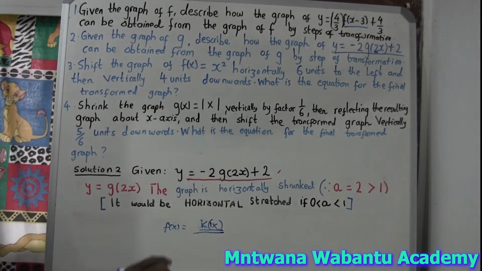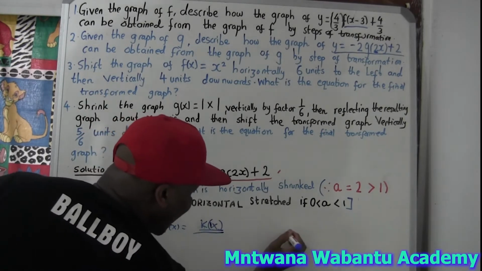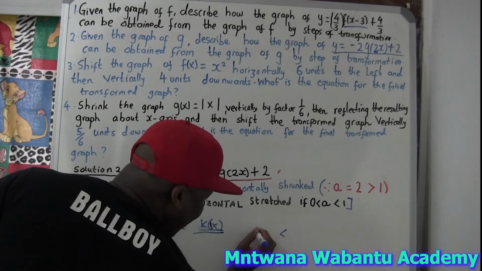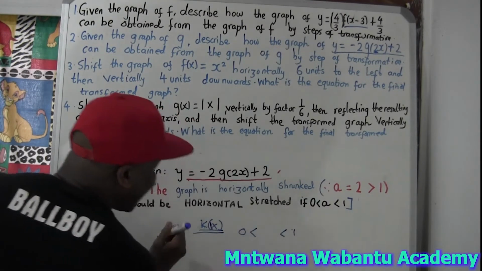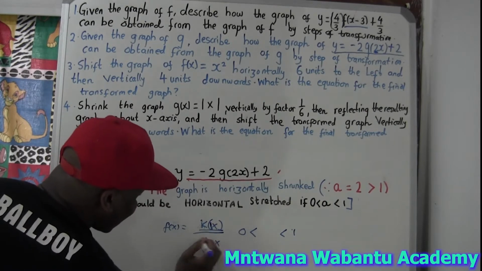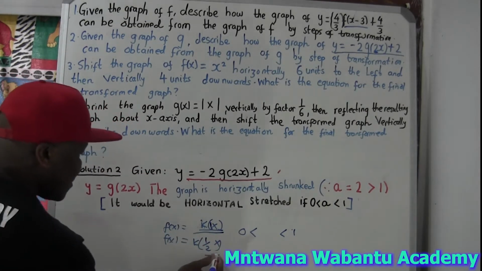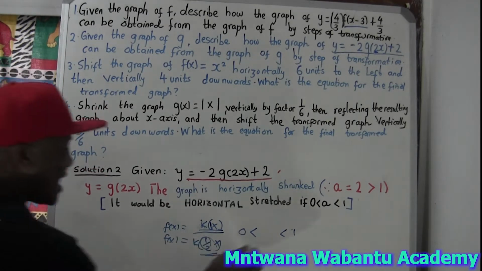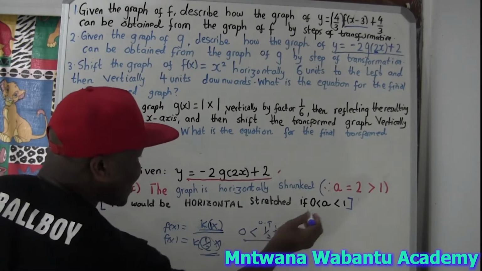So how do you know when it's stretched? It's stretched if the number which is multiplied to x is between 0 and 1. Let's say a half. If it's half x, let's say k of x or f of x, that means it's stretched, because the number with x is between 0 and 1, like a half, or 1/3, or 0.9. So these are stretched.